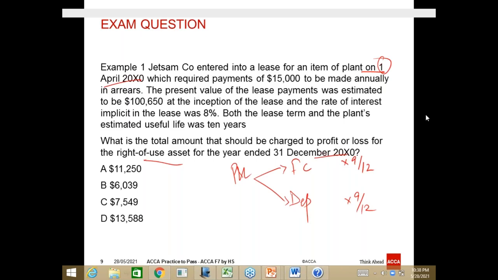Yeah, we have to do the depreciation in the lease back situation as well. Yes. Please calculate your answers. The exam based question. We need to report the depreciation and the finance cost both.